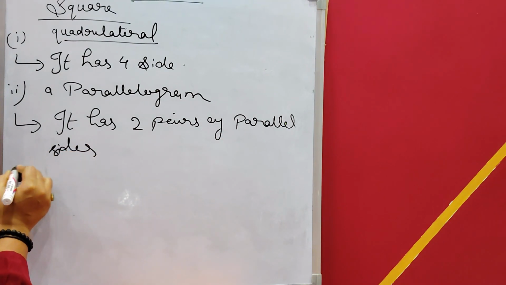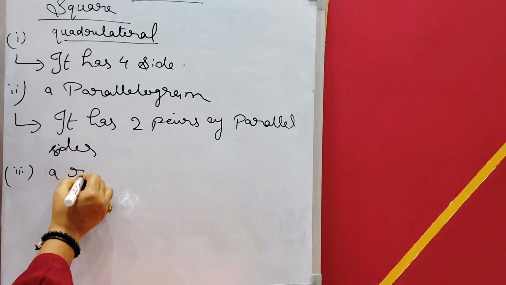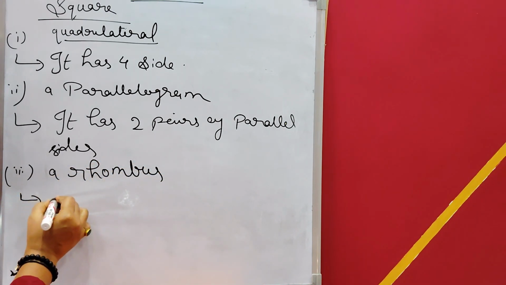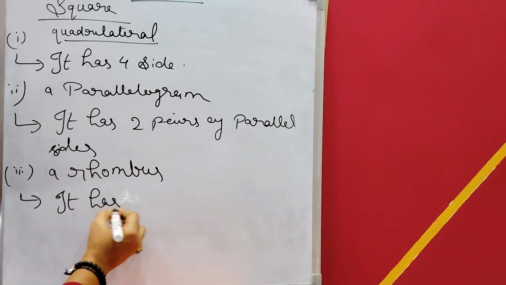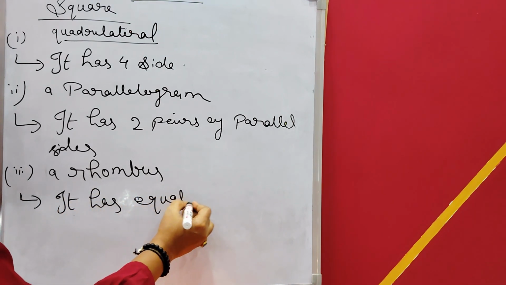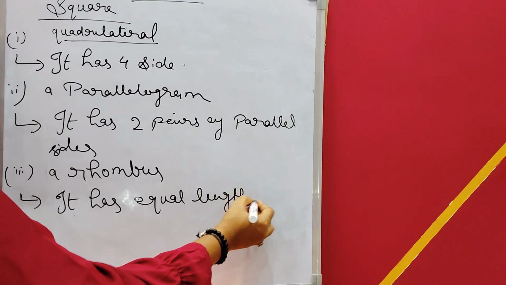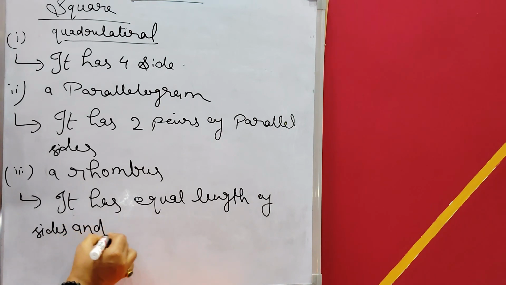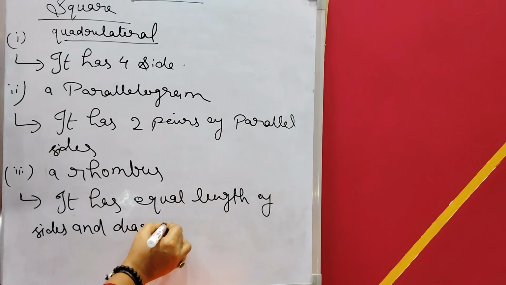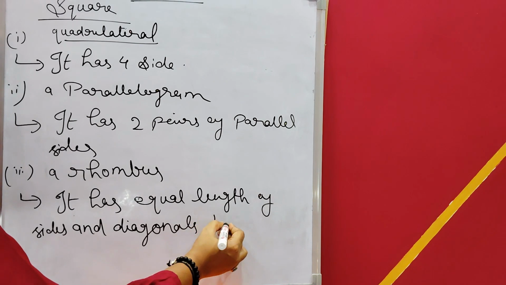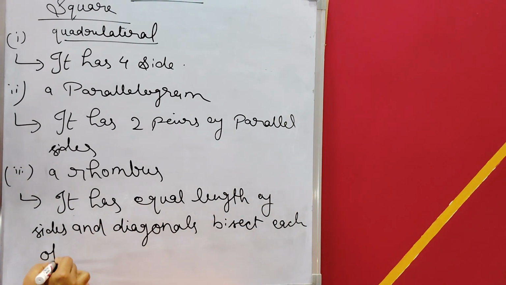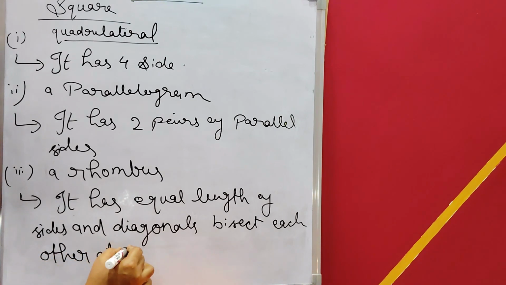Next, you have to prove that it is a rhombus. Obviously, it is a rhombus just because it has equal length. You can say it has equal length of sides, and diagonals bisect each other at 90 degrees, or perpendicular.